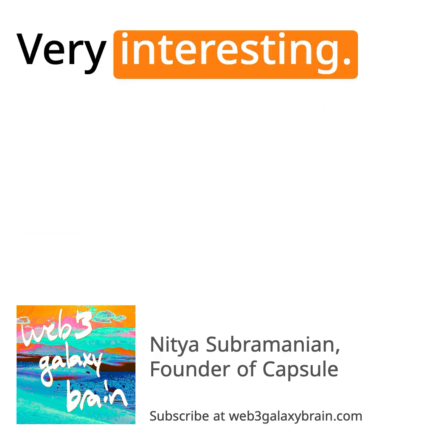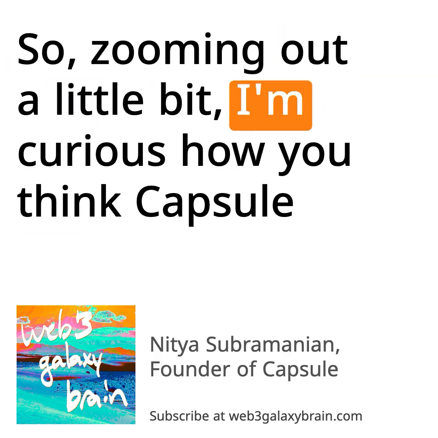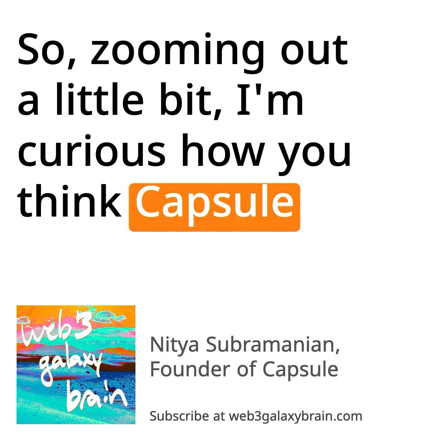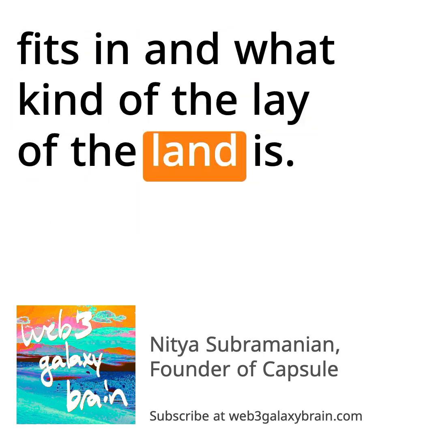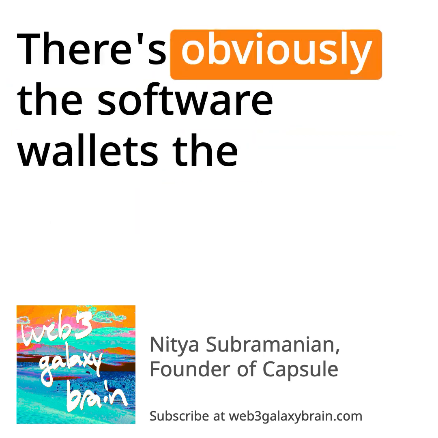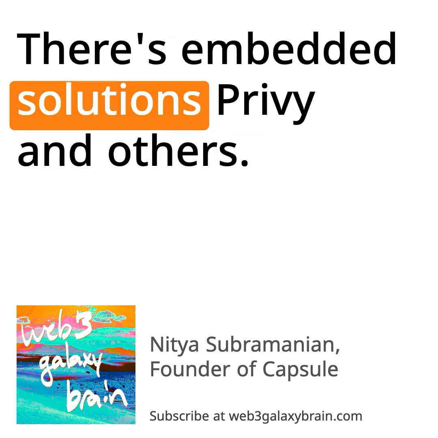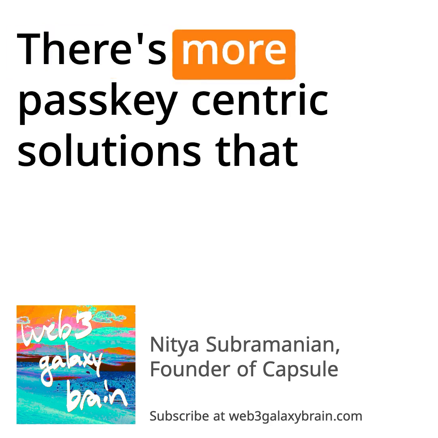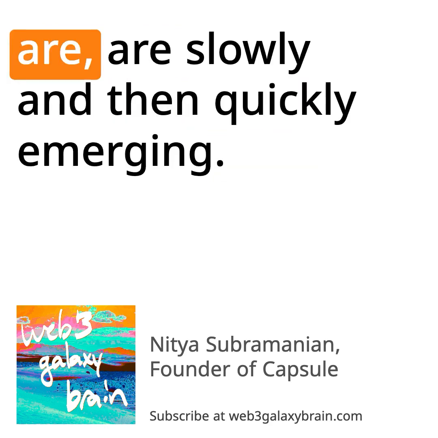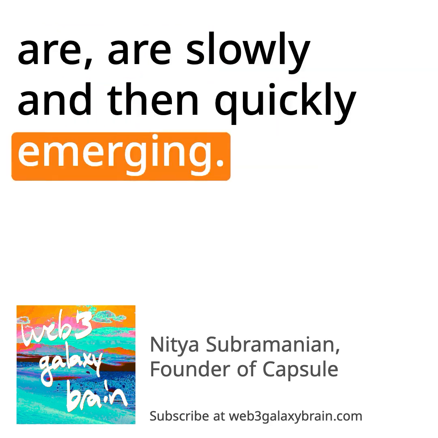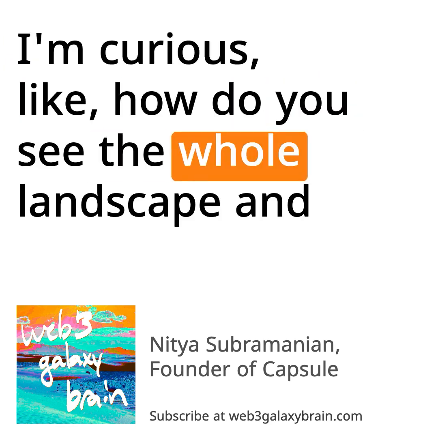Very interesting. So, zooming out a little bit, I'm curious how you think Capsule fits in and what the lay of the land is. There's a lot of options out there. There's obviously the software wallets, the MetaMask and Rainbows of the world. There's embedded solutions, Privy and others. There's more passkey-centric solutions that are slowly and then quickly emerging. I'm curious, how do you see the whole landscape?